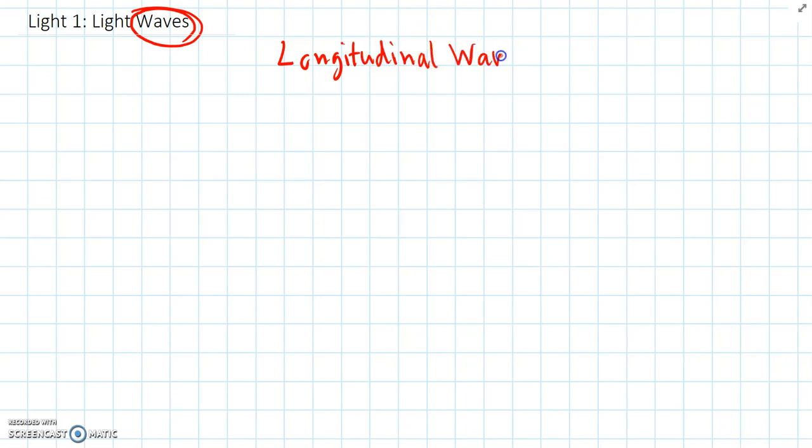Okay, so the first thing we're going to learn about light is how does light move? And light moves as a wave. And we've learnt that there are two types of waves. There are longitudinal waves, which is how sound moves.